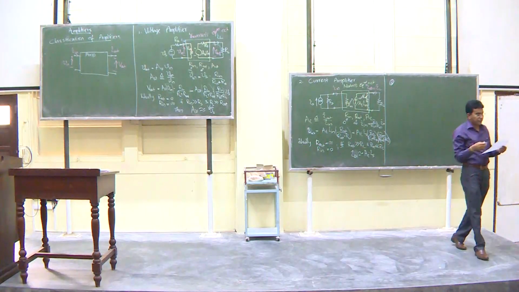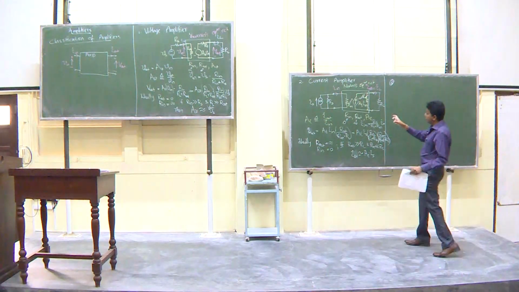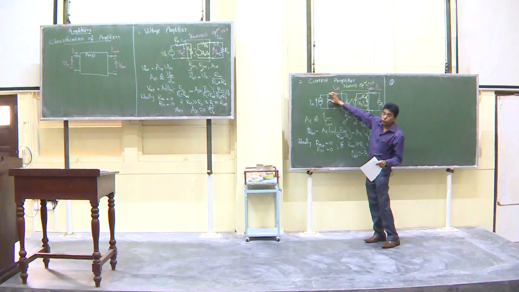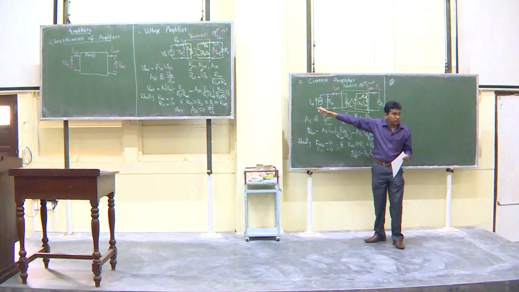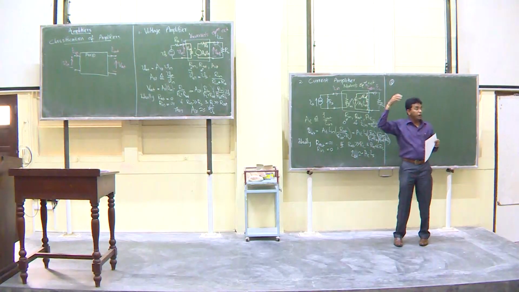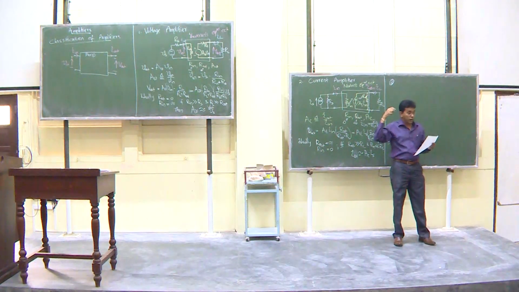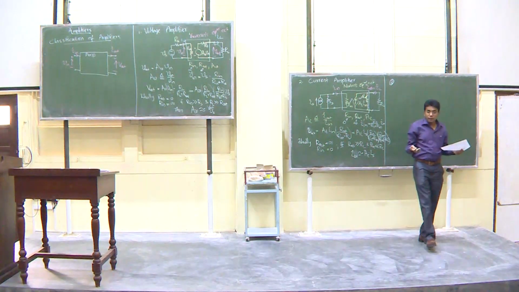There are 2 more cases. Very simple. All we need to do is repeat this, right? For different things, what will vary? If my input is a current, I will have a Norton's equivalent circuit. If my output is a current, I will have a Norton's equivalent circuit. If my input is a voltage, I will have a Thevenin's equivalent. If the output is a voltage, I will have a Thevenin's equivalent circuit.